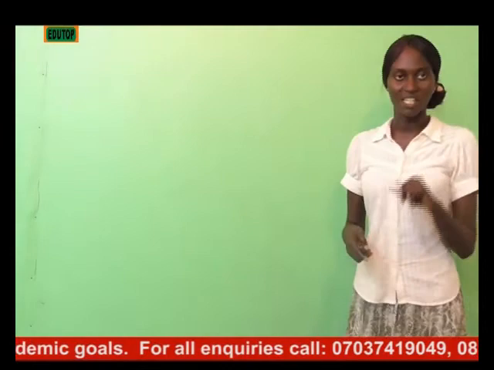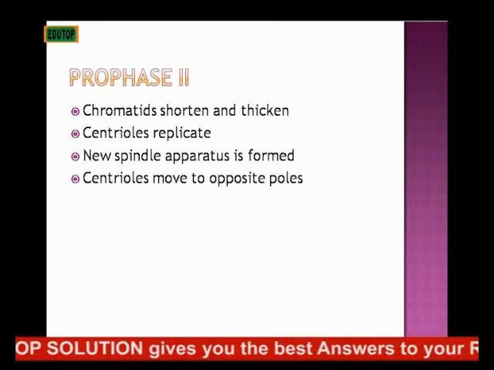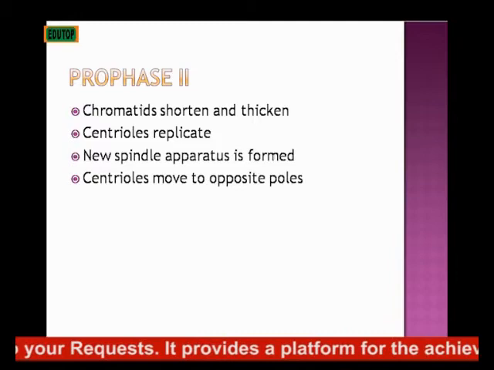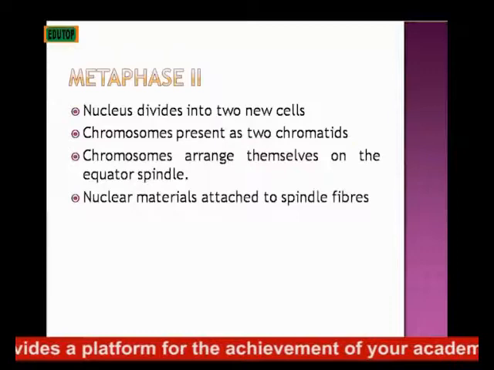Then in prophase 2, the first stage of the second meiotic division, the chromatins also shorten and thicken. Then the centrioles replicate themselves. You have the new spindle apparatus formed. Then the centrioles move to opposite poles. The nucleus divides into two new cells.